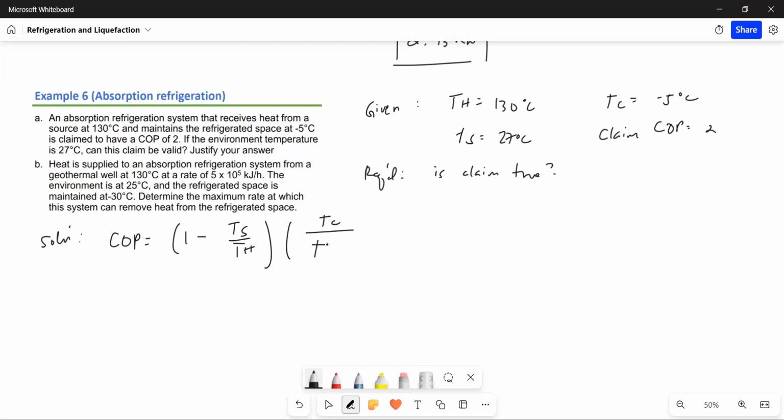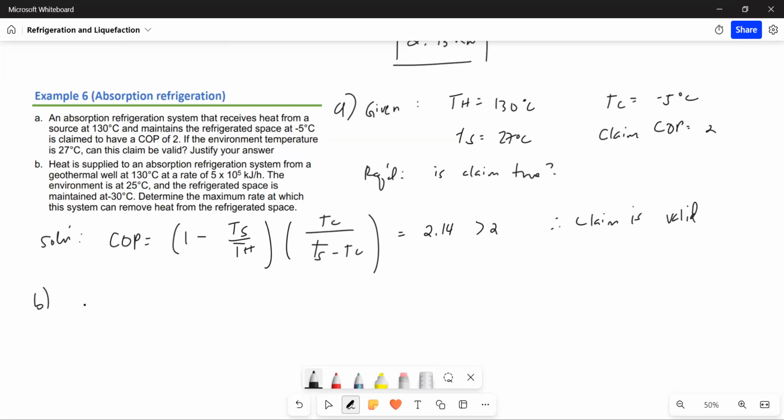TC over TS minus TC. Plug in all the values and convert to Kelvin. You will get 2.14. So this is letter A. 2.14. Since this is greater than 2, therefore the claim is valid.